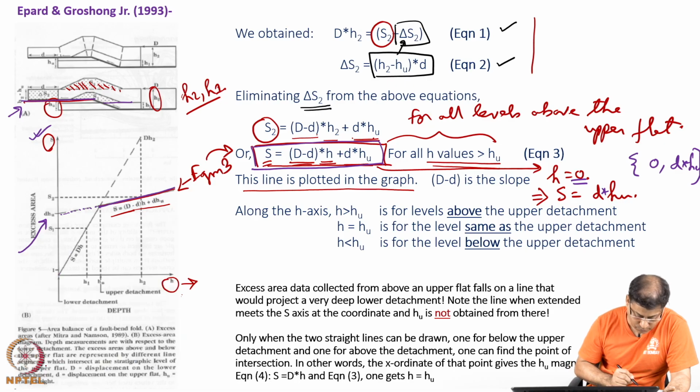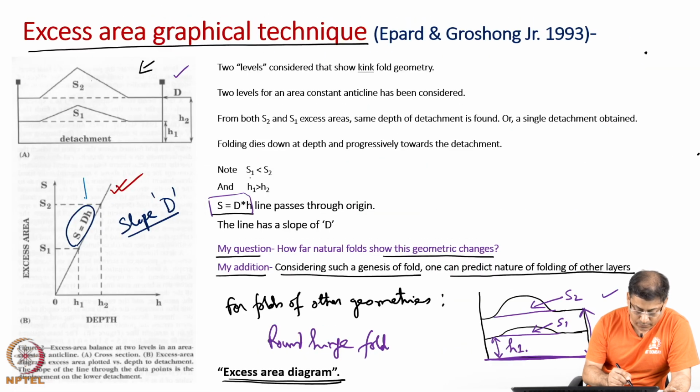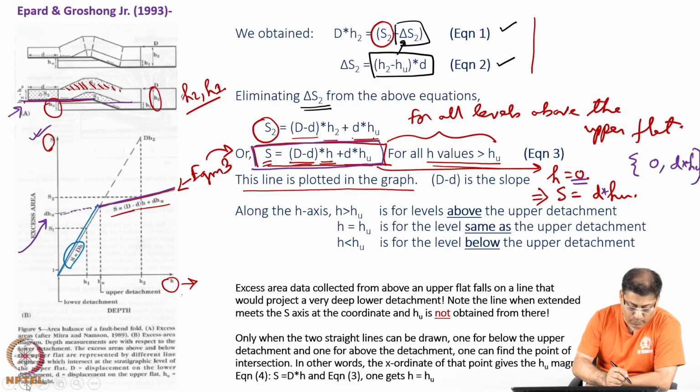We can draw this line, which is S equal to dH. From where did we get S equal to dH? We got it from here. These two lines, S equal to dH and S equal to (D minus d) multiplied by H plus dHu, if I solve these two equations, I find the x coordinate is Hu, and that is the upper detachment.